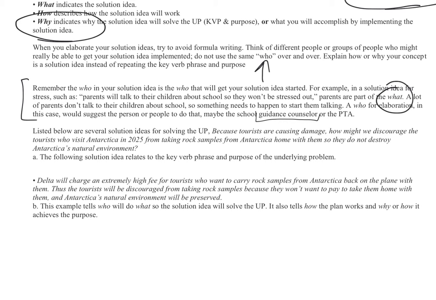So let's break this down, because this is step 2. Here's their condition phrase: because tourists are causing damage. Here's their stem: how might we. Here's their key verb phrase: discourage the tourists in 2025 from taking rock samples from Antarctica home with them. Here's the purpose: so they do not destroy Antarctica's natural environment. So the following solution ideas relate to the key verb phrase and the purpose of this underlying problem.